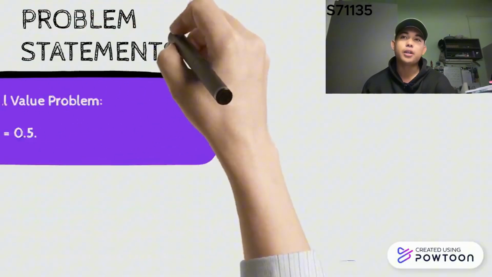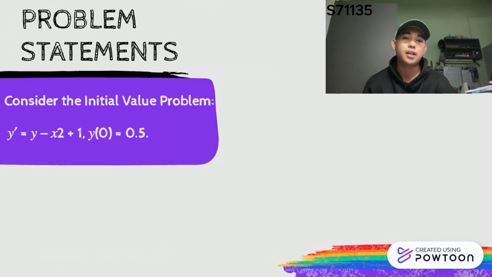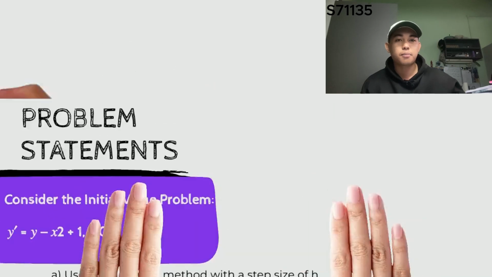I will continue with the problem statement A. Use the Runge-Kutta method with a step size of h equal to 0.5 to estimate an approximate value of the solution at x equal to 0, 0.5, 1, 1.5 and 2.0 respectively.